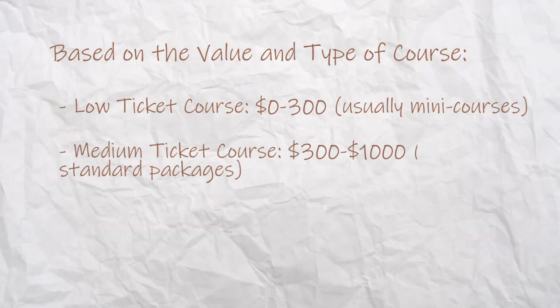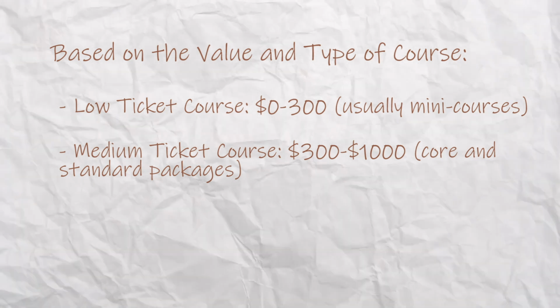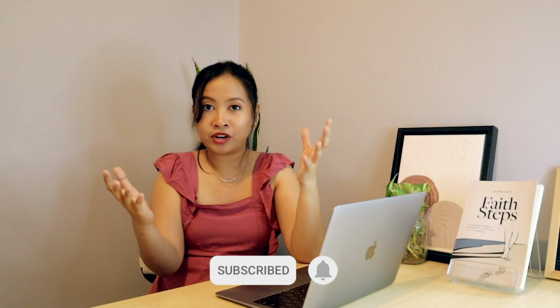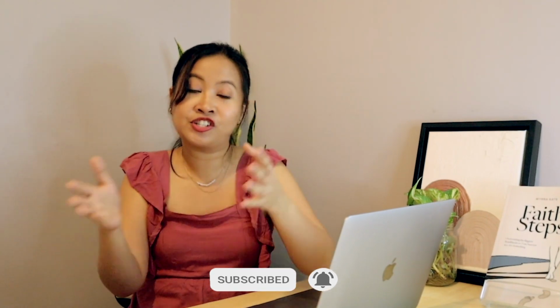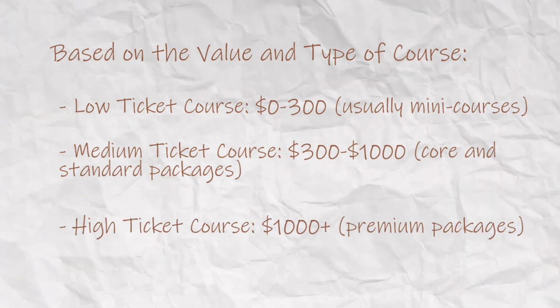And then the medium tier or medium ticket courses are around $300 to $1,000. These are sometimes the core and standard packages that others include in their program. So they don't just offer one type of pricing model in their program, but they offer different packages or different tiers so that they can cater to the different levels of financial capability or investment that their ideal course students might have. And then there's the high ticket courses that are usually priced around $1,000 plus.